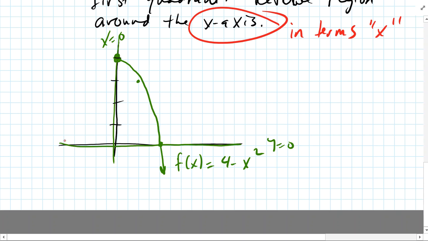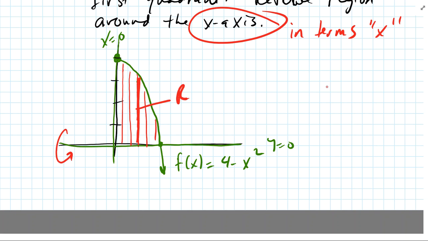I'm going to revolve it around the x-axis. Does that mean all of my cross-sections are perpendicular to it? So if I'm going to do this, those are my radii. So we're going to pick one right here. This is going to be our representative one. That's big R.